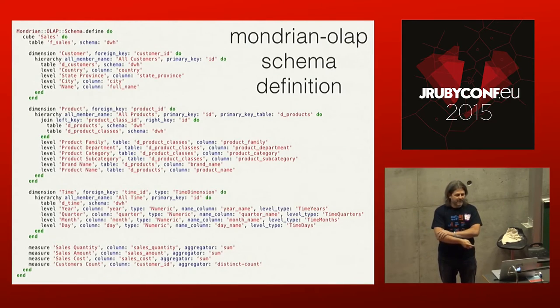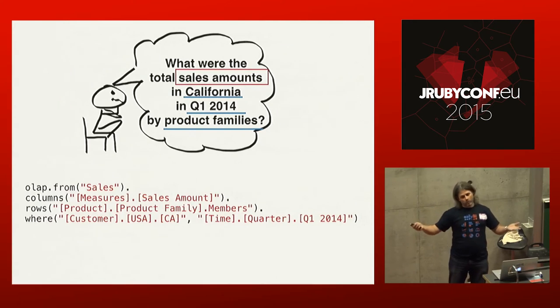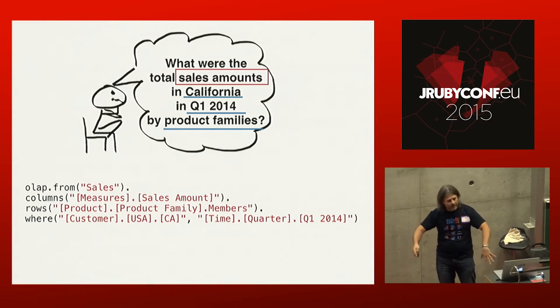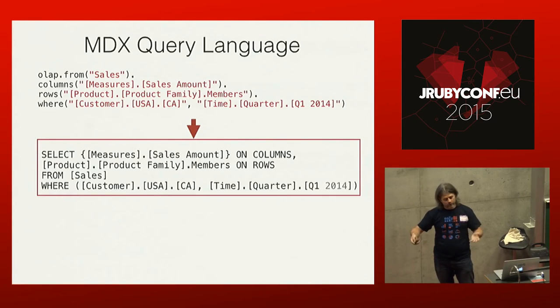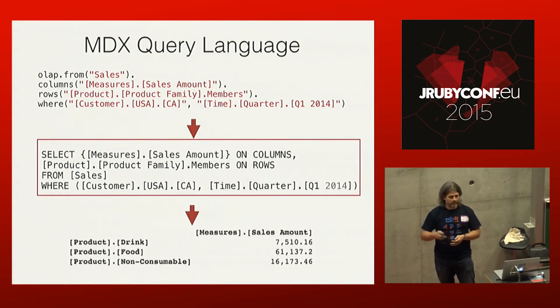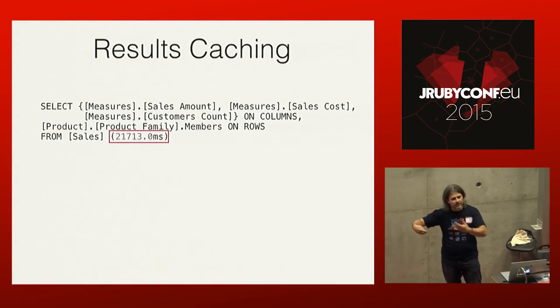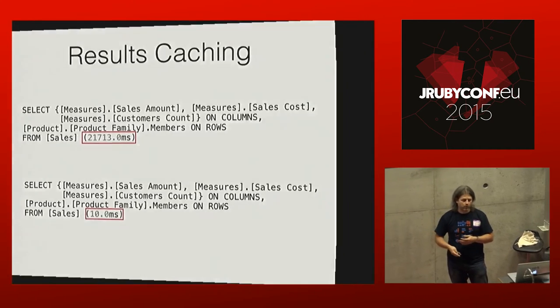To avoid writing XML schemas, we can describe the schema in a Ruby DSL. Then when business users ask these business questions, we get a very short and concise DSL for writing these queries, which generates corresponding MDX query statements, which are processed by the Mondrian engine, which retrieves the data in this multidimensional structure. It also does results caching, so when you run the same queries multiple times, it gets them from the in-memory cache and doesn't do SQL queries all the time.